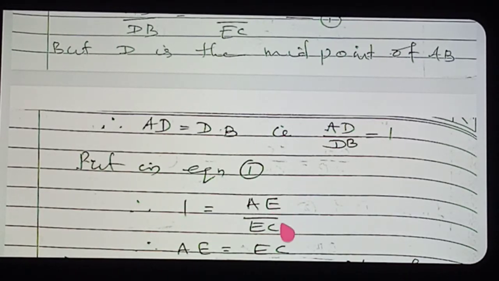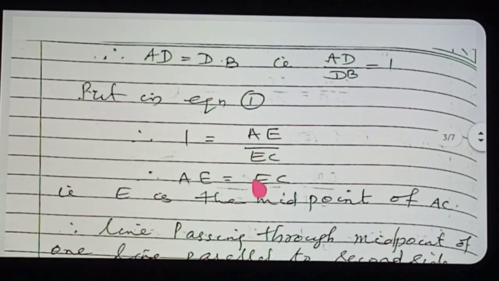1 is equal to AE by EC, then cross multiply. So, what will you get? AE is equal to EC. AE is equal to EC, what is the meaning? E is the midpoint of AC. The meaning is that the line bisects the third side. What is the third side? AC. The line bisects the third side.